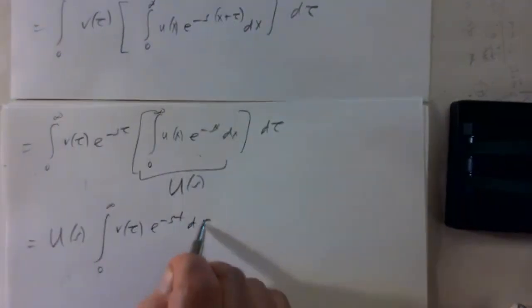But this is just the Laplace transform of u at s. So this is equal to u of s times the integral from 0 to infinity, v of tau e to the minus s tau d tau. That's u of s, and this is the Laplace transform of v of s. So that is the proof of the convolution theorem. The Laplace transform of the convolution of two functions is the product of their Laplace transforms.